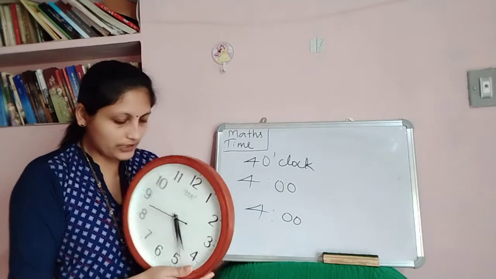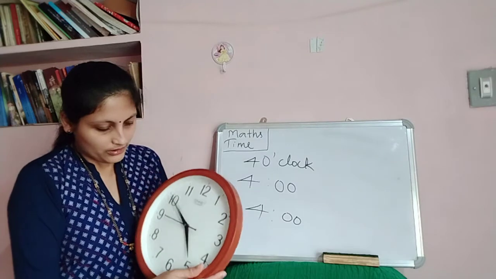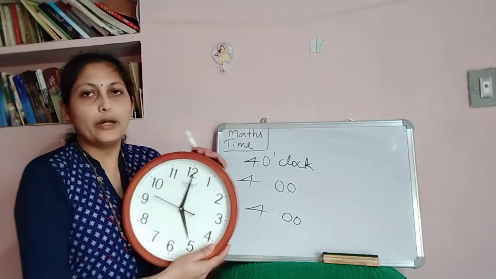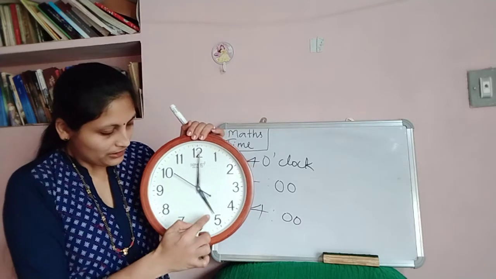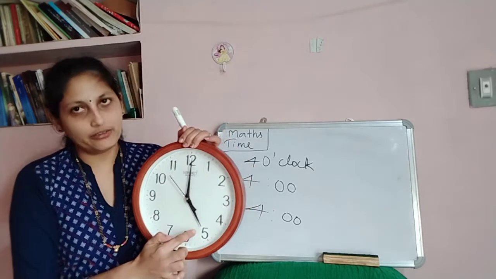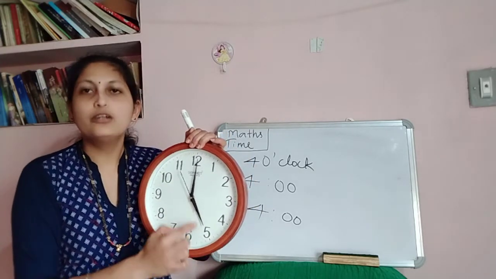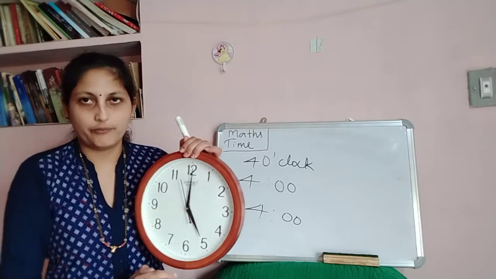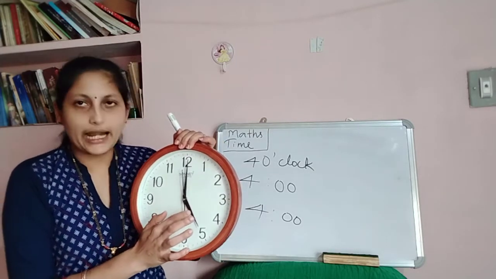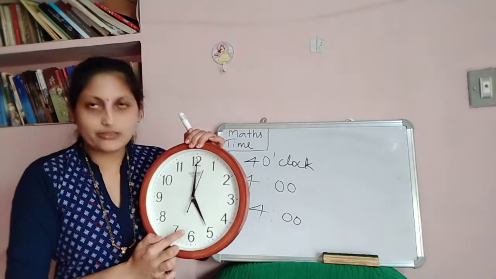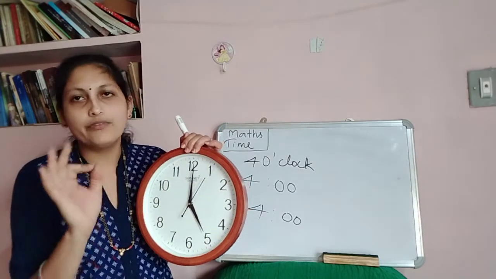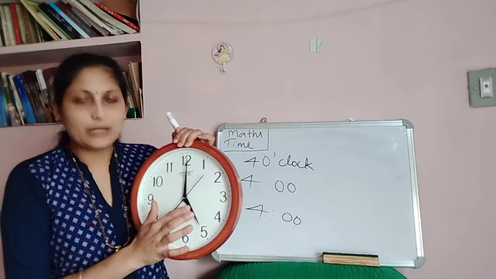You can also see, now you can see where is the long hand. So long hand is at 12 and short hand is facing 5. So what is the time now? It is 5 o'clock. So this short hand moves slowly from one division to the next division to complete 1 hour. So this represents hours.